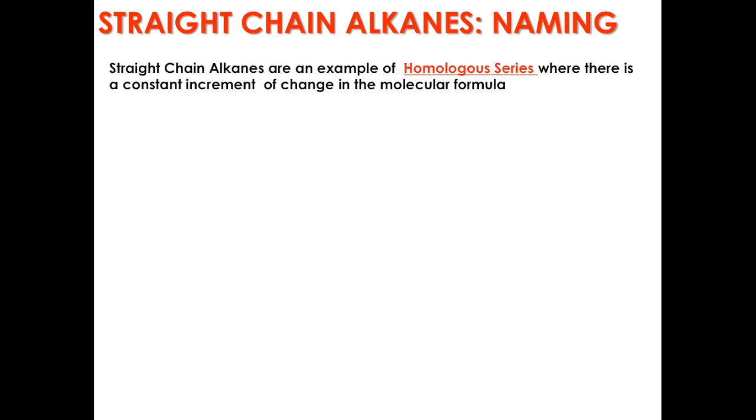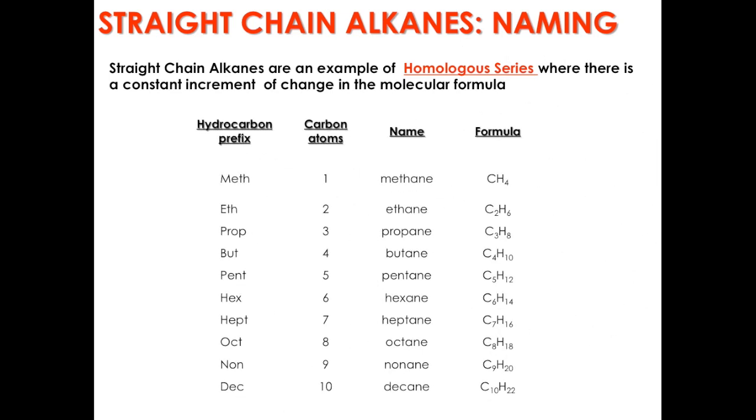Straight chain alkanes are an example of a homologous series, where there is a constant increment of change in the molecular formula. Here we can see that for 1 carbon we call it methane, 2 ethane, 3 propane, 4 butane, 5 pentane, 6 hexane, 7 heptane, 8 octane, 9 nonane, and 10 decane.